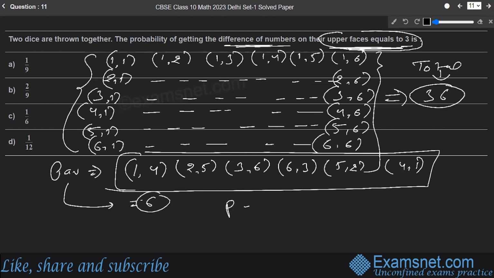They had asked for the probability, which is nothing but the number of favorable cases by total cases, that is nothing but 6 by 36, and is equal to 1 by 6. So that is the right answer. Probability is 1 by 6.